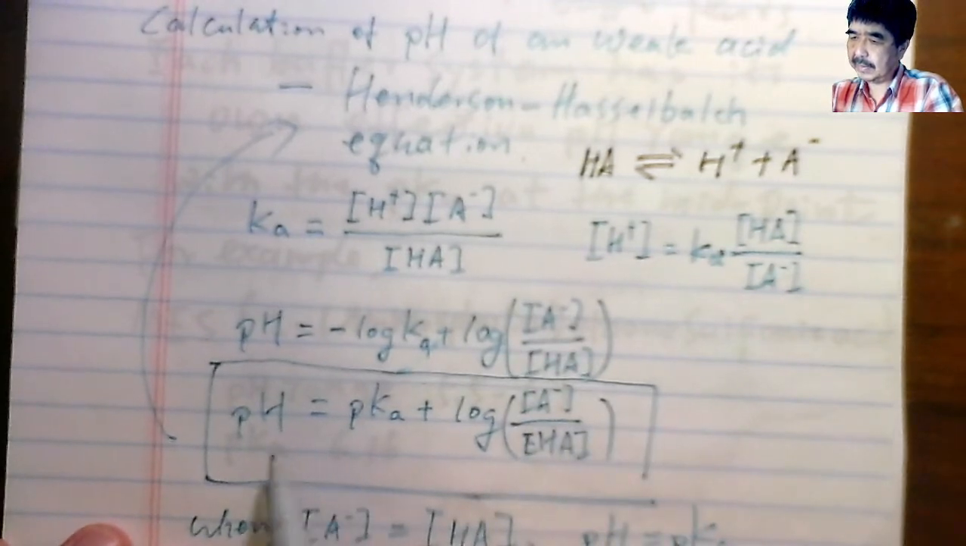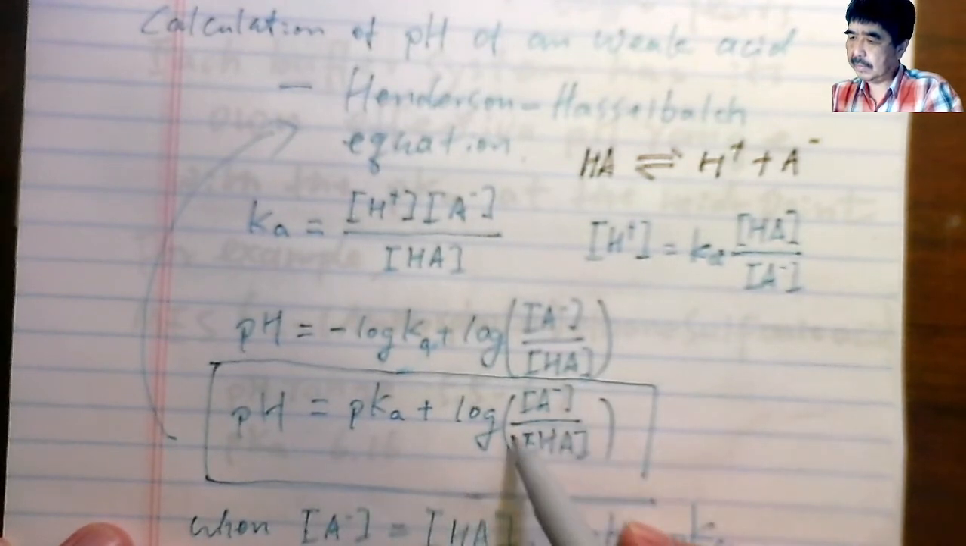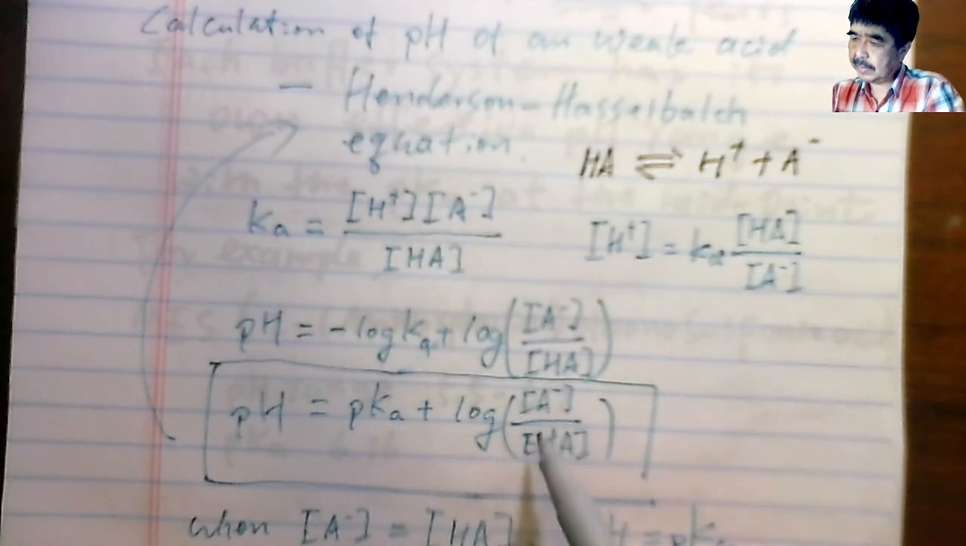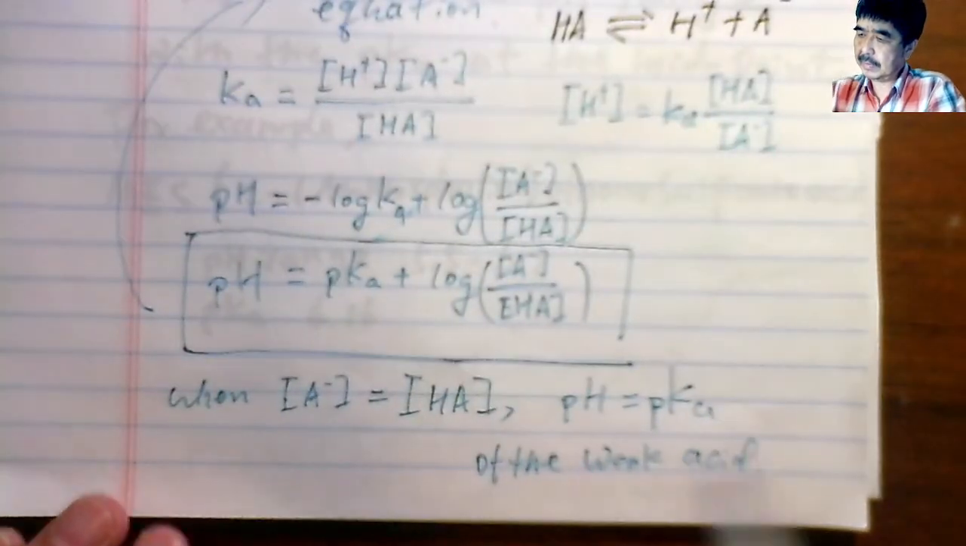And finally we got this one. This is called the Henderson-Hasselbalch equation. pH equals pKa plus log of the A minus concentration divided by the acid concentration. In this equation, when the A minus concentration equals the acid concentration, the HA concentration, pH equals pKa of the weak acid.